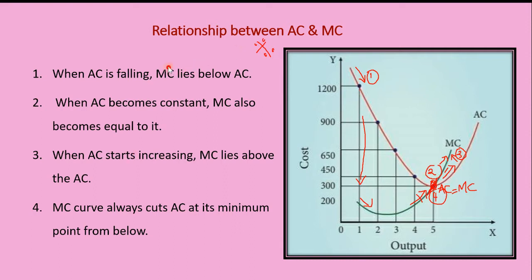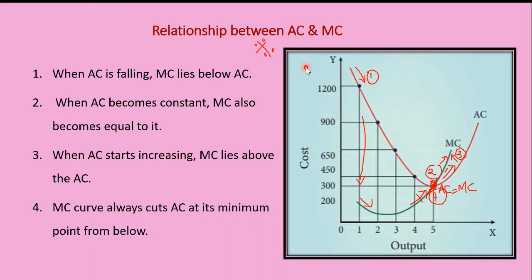For that, you have to write all these 4 points. If specifically they ask you to draw the diagram, please draw the diagram. Otherwise, this question can be asked as a 5-mark question also. Give the relationship between AC and MC with the diagram. So this is a very easy question.